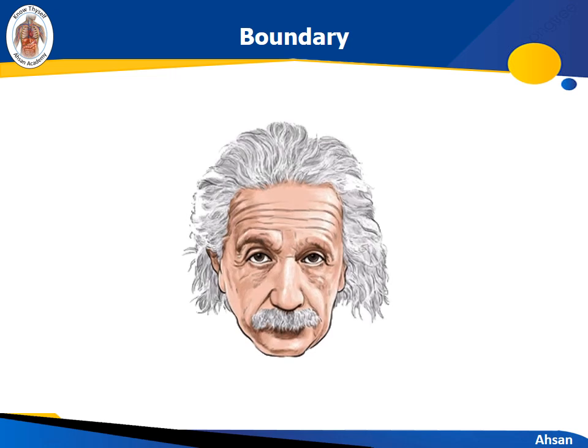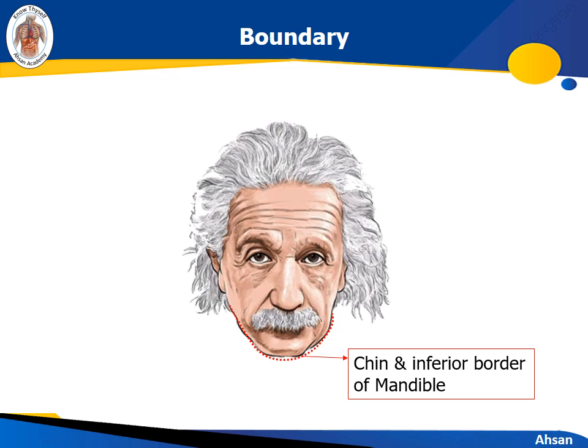This is a face. You see the red line is drawn at the level of the chin, proceeding on either side along the inferior border of the mandible. This is the inferior limit of the face. The upper limit is the hairline or hair margin. Between this area is the face, and it laterally extends up to the tragus.